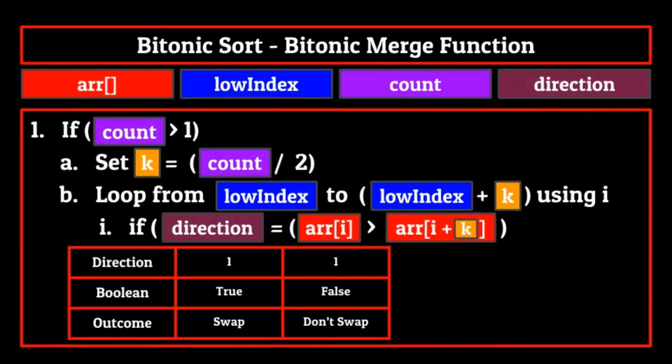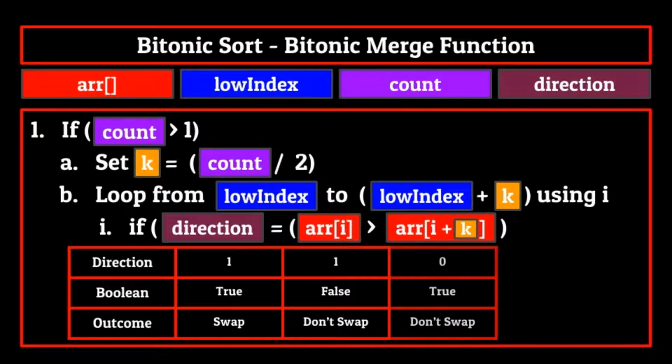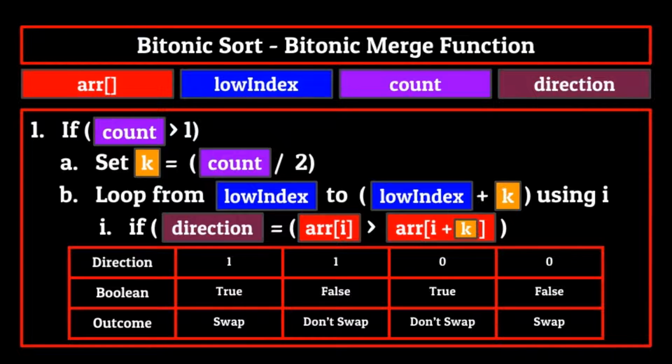However, now if we're placing the list in descending order, and the element at the i index is greater than the one at the i plus k index, then we don't swap. If we're placing the list in descending order, and the element at the i index is less than the one at the i plus k index, we do swap. Basically, what this chart tells us right here is that if the result of comparing the elements agrees with the direction integer, then we keep them the same, and if they don't agree, we swap them. This allows us to maintain the Bitonic properties of the list.